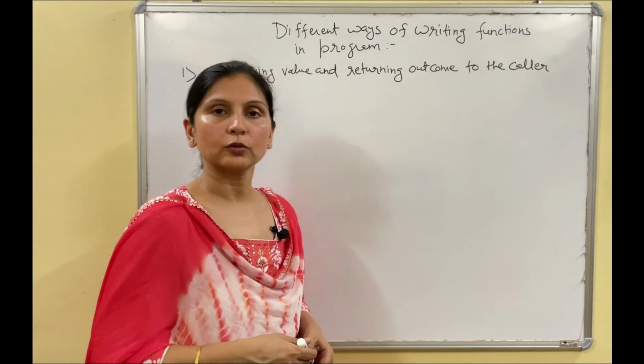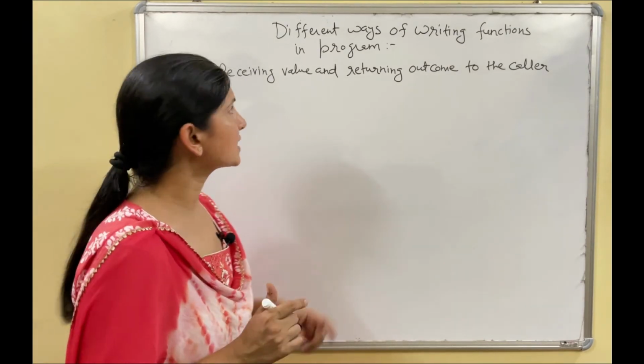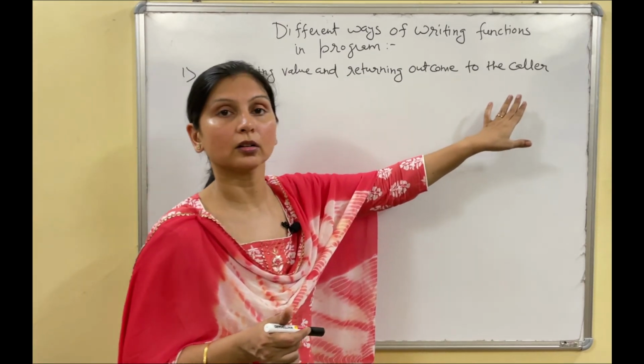Fine. So now we will see different ways of writing functions in program. So first way is receiving value and returning outcome to the caller.